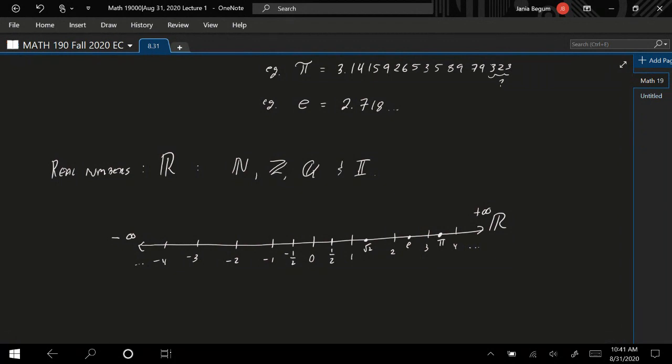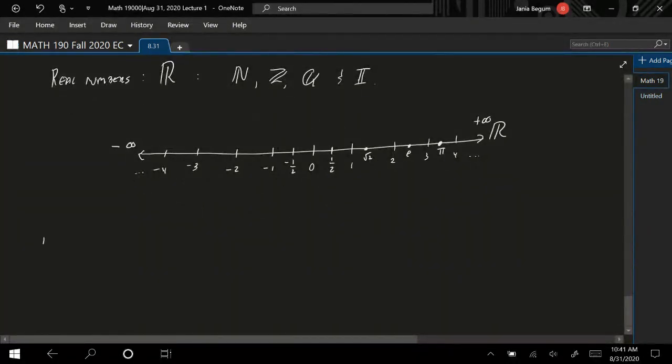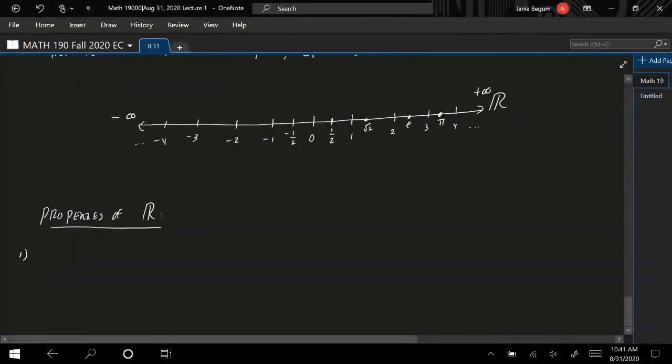Now that we've discovered what real numbers are, we can start talking about their properties. There are 3 main properties of real numbers. Make sure you know them by name and know how to use them as well. So one of them is called the commutative property.